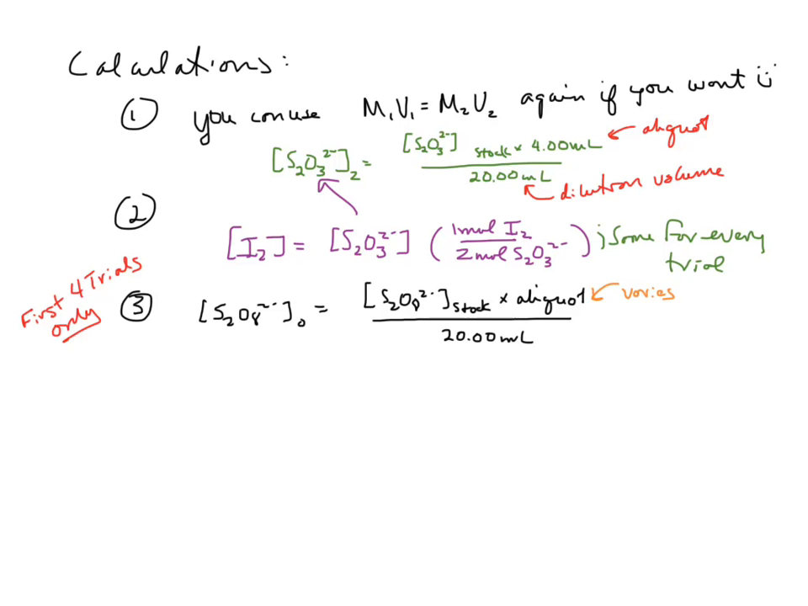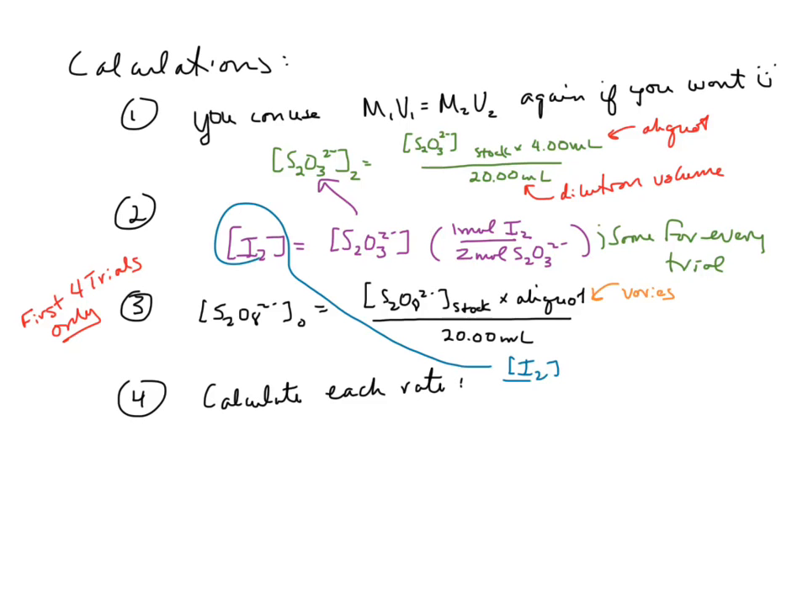Okay, and again, that is basically using M1 times V1, where V1 is the volume, divided by M2, that's the total volume in your beaker, is equal to what your concentration of your peroxydisulfate is. So you'll need that for the 4 trials.